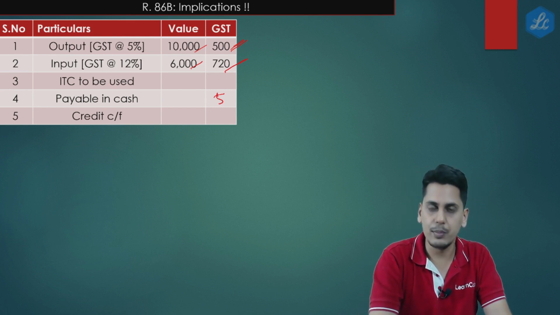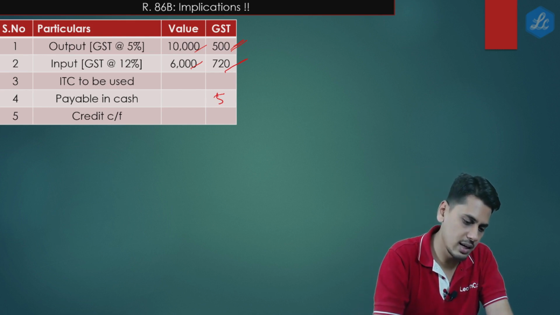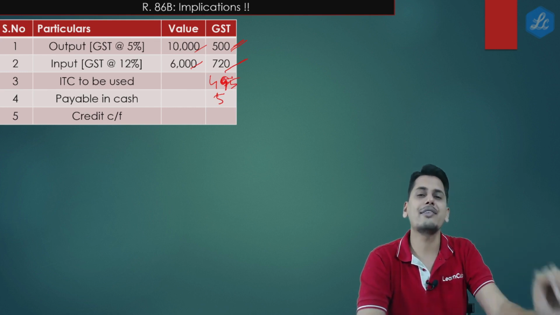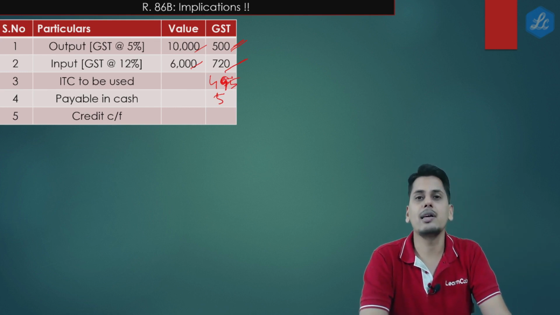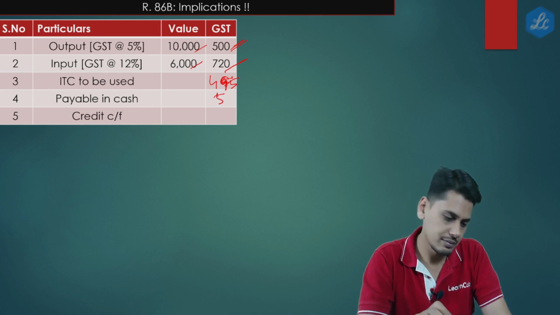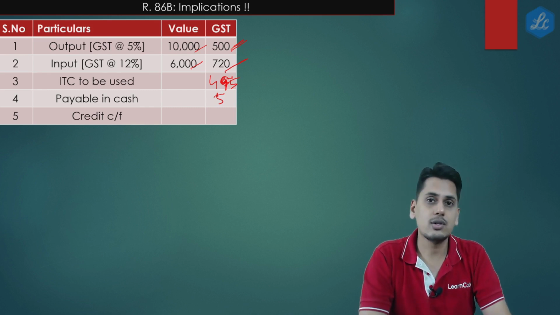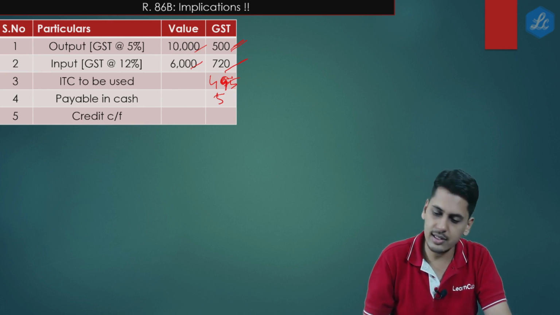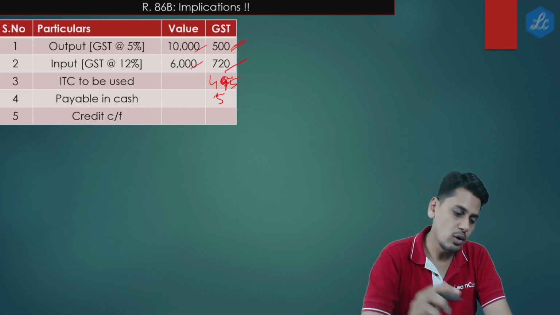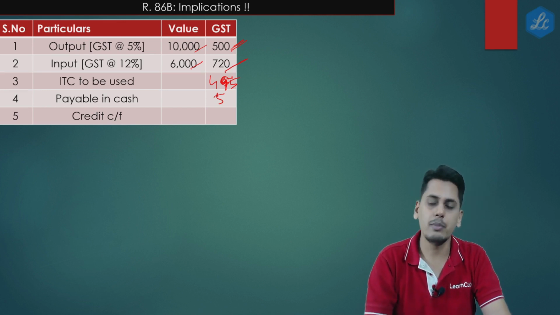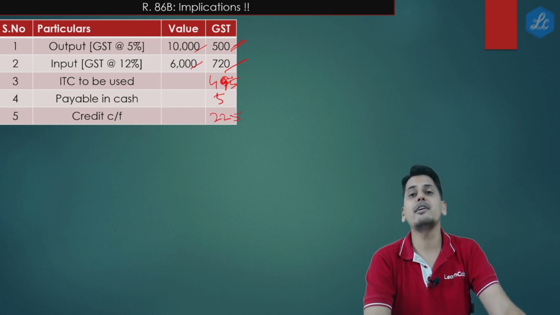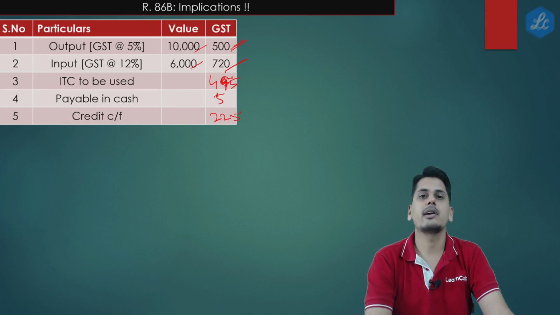How much can he pay from his input tax credit? From his input tax credit, he'll be in a position to pay 495. Out of 500 total liability, 495 he'll be paying from his credit ledger, 5 he would be paying from his cash ledger. So now friends, what is going to be the carry forward balance in his electronic credit ledger? He has got a balance of 720, out of which 495 he has utilized for the payment of output tax. The balance available in his electronic credit ledger is 225.